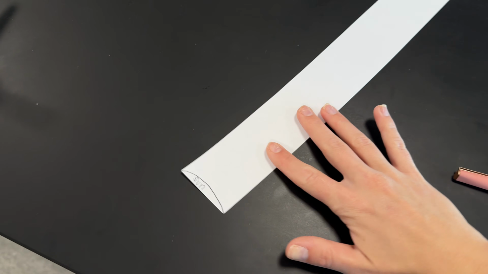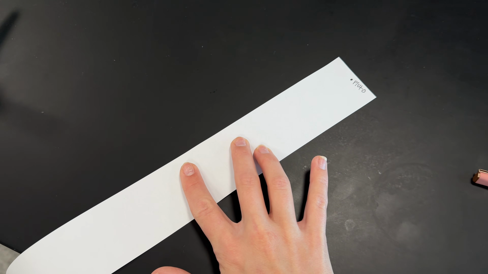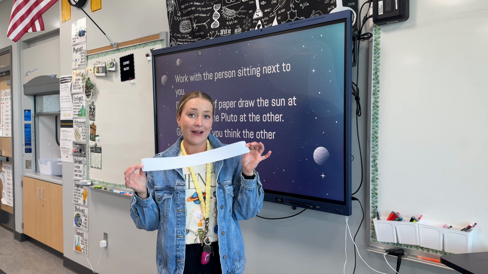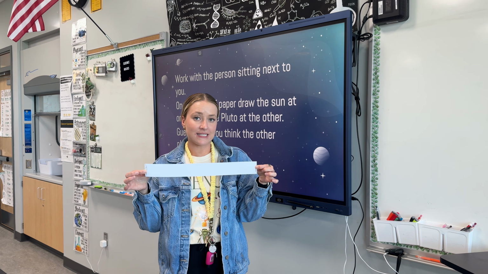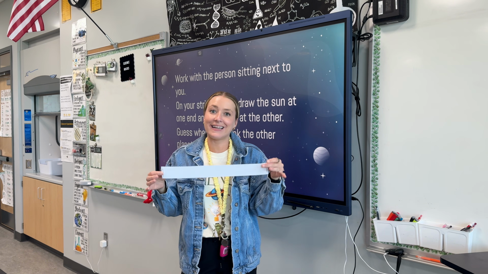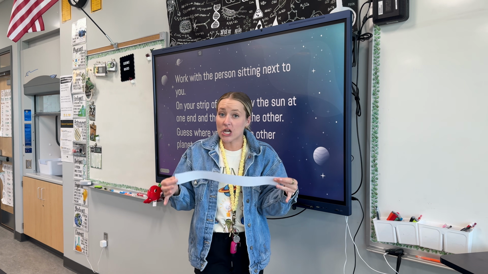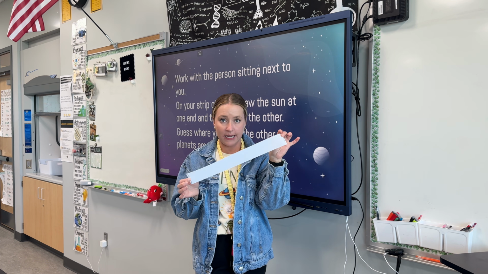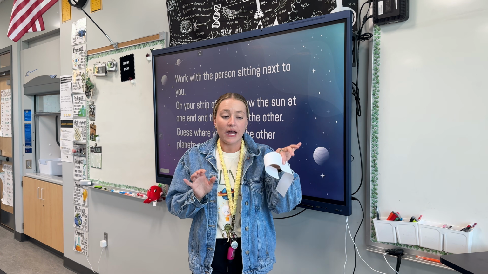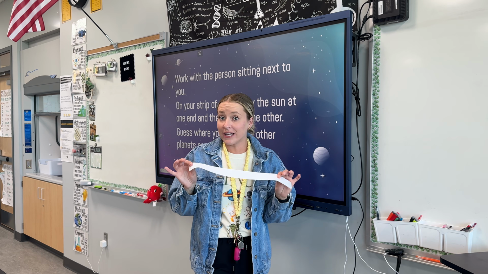So here is a closer look at the sun on that end, Pluto on that end. And then what I did is I gave students about 8 minutes and they needed to place the 8 planets in between the sun and Pluto. And I said, yes, I know Pluto is technically not a planet anymore, but we're gonna use it in our scale model for today. And so I offered rulers.